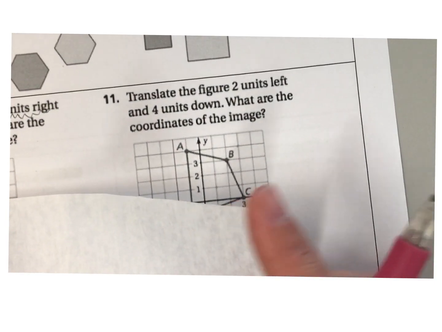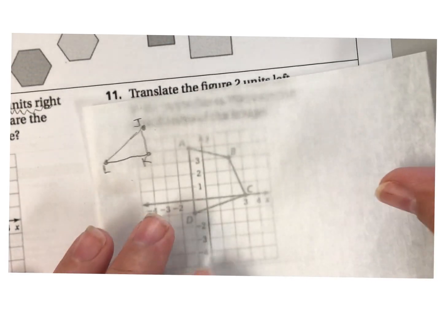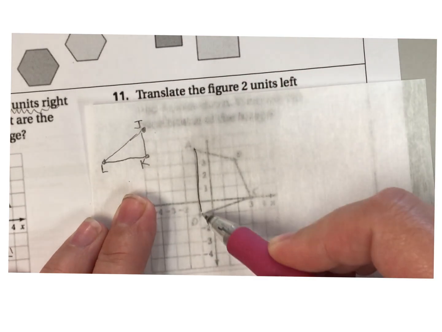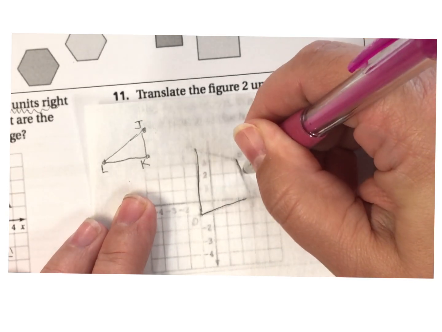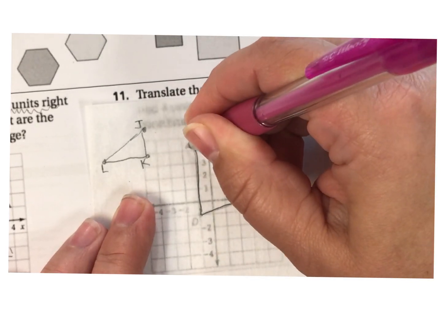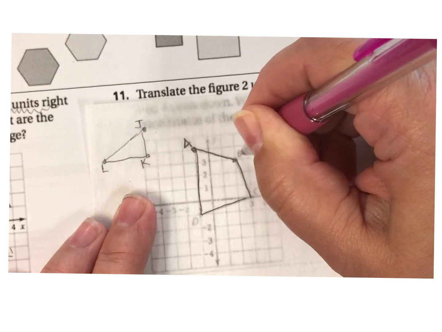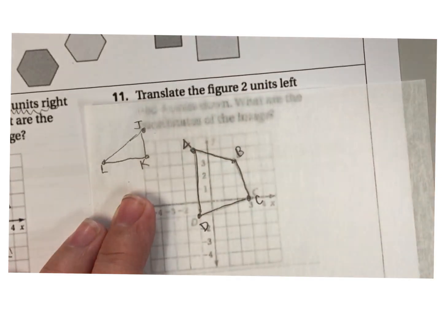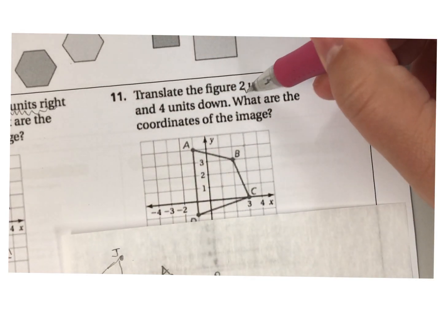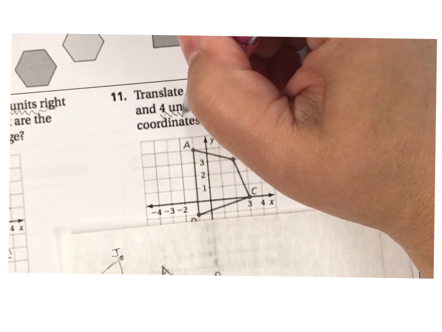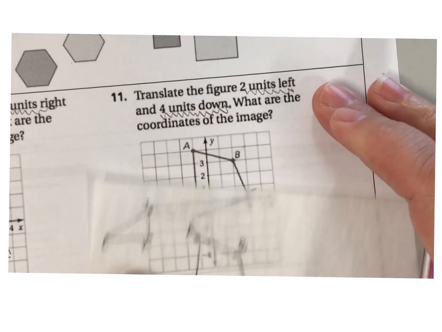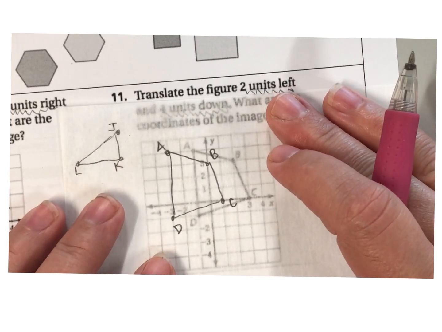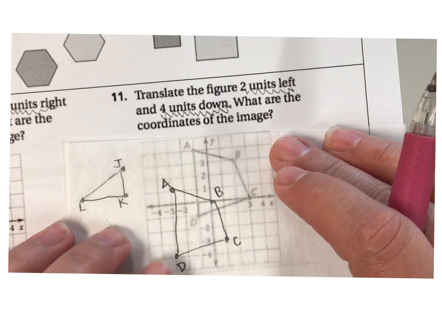Let's try number 11. Again, we're going to trace this figure. Here is point A, point B, point C, and point D. And then I'm going to move that 2 units to the left and 4 units down. So I go 2 units left, 1, 2, and 4 units down, 1, 2, 3, 4.